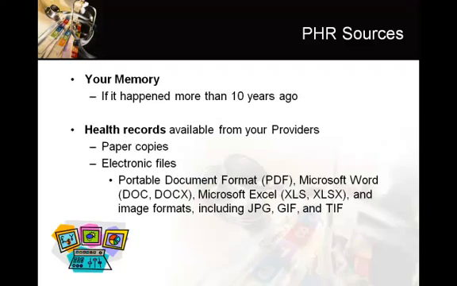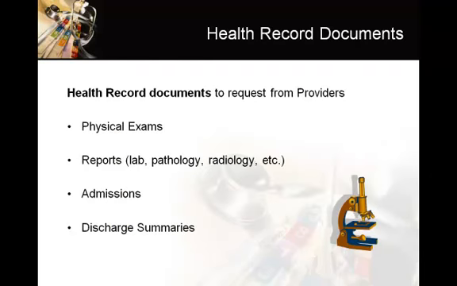Typically, they only keep records for the past 10, maybe 15 years, depending on the provider. And they can provide you with paper copies or electronic files in various formats. And these files can be encrypted and then sent to you electronically or on a disk for you to store on your own computer. Some of the primary health record documents to request are physical exams, lab, path, radiology reports, admissions, and discharge summaries.